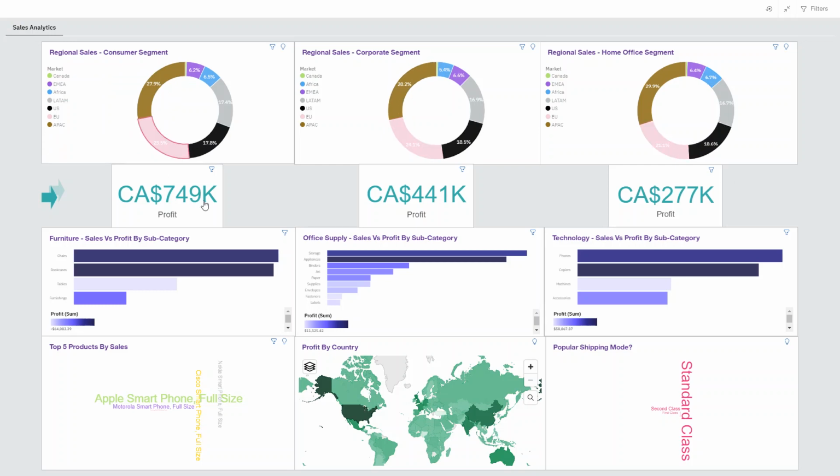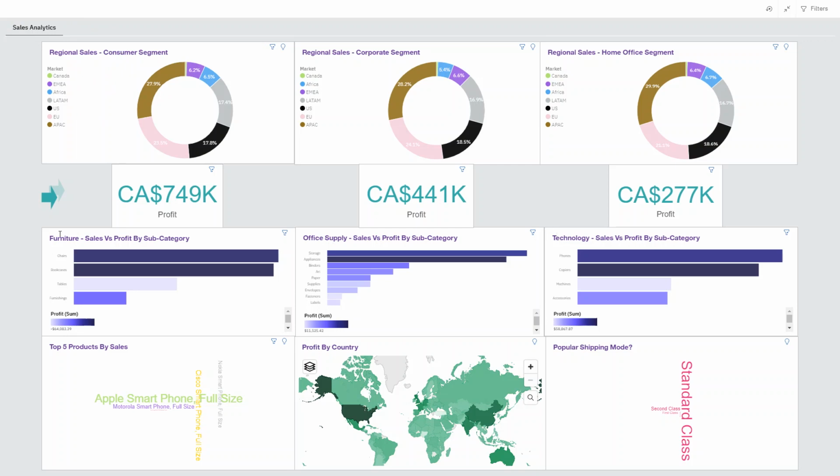Okay. And then we can also ask the second question: how much profit are we generating from all three segments? We can see here that the consumer segment is generating 749,000 for profits, and the corporate segment is bringing in 441,000, and home office 277. And now we can go into the different categories under each segment. So we have the furniture, office supply, and technology.